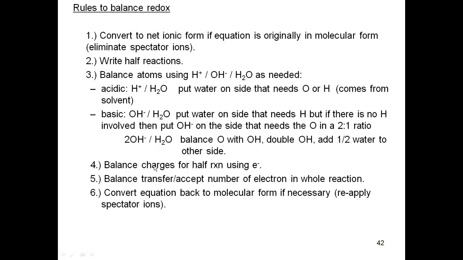Next, you would balance your charges for half reactions using electrons. So I balance my oxidation, balance my reduction, with the number of electrons as separate units. Fifth, I balance the transferred electrons in the whole reaction. In other words, the number of electrons in my oxidation and my reduction has to be the same now. So I multiply by some factor to make that happen.